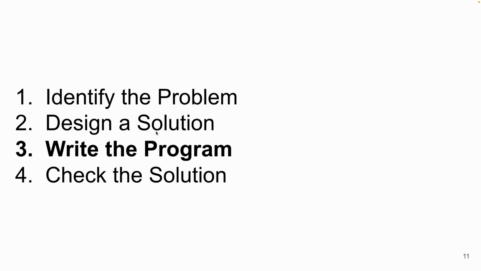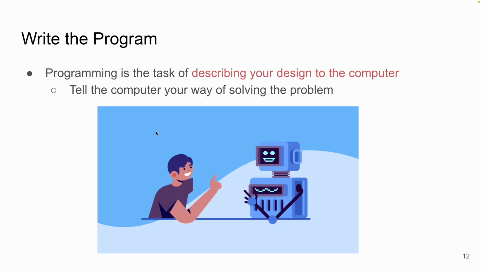After the second step, you should have a really clear design blueprint for your code. So the next step is write the program. All you need to do is take your blueprint and translate the design into code. Programming is basically the task of describing your design to computers. You tell the computers your way of solving problems.